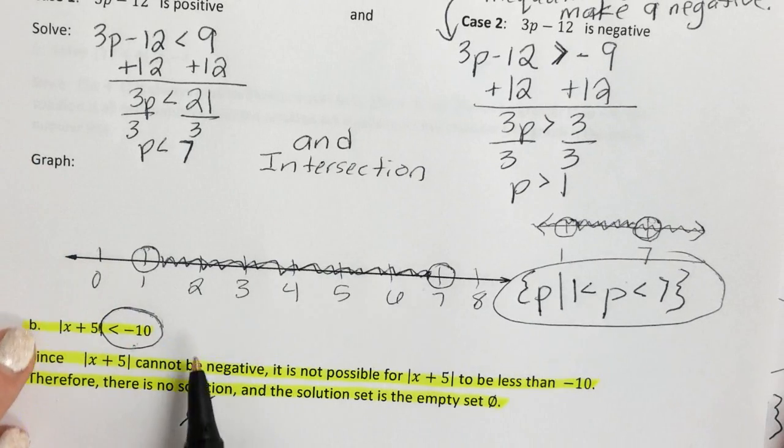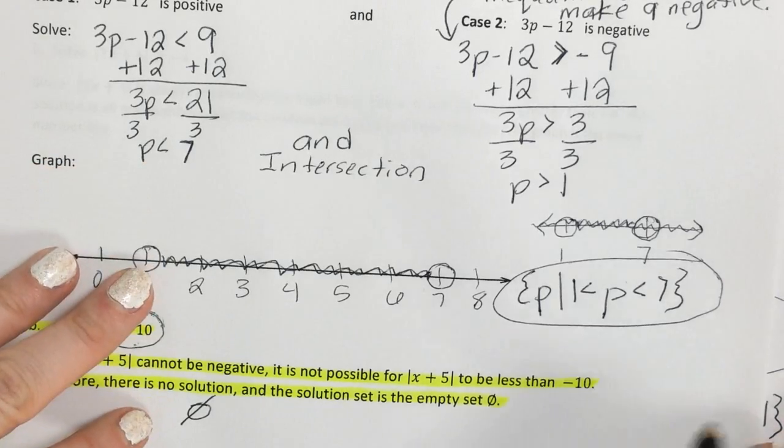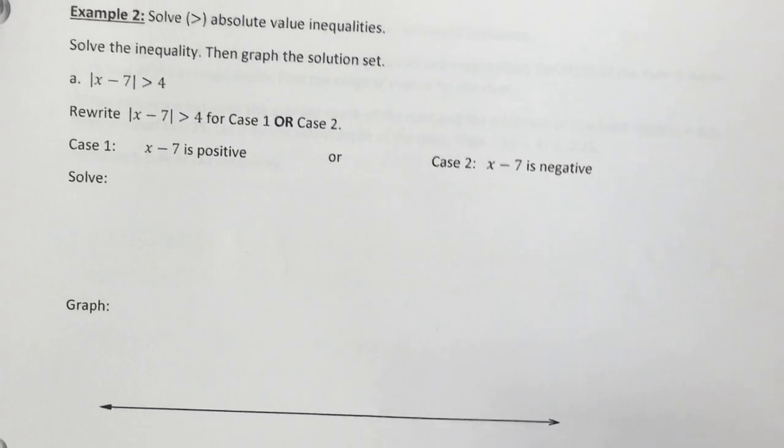So on your homework, I may just look through all the problems and look for something like this. Look for less than a negative. And if you see that, go ahead and write no solution. Okay, go to the next page.